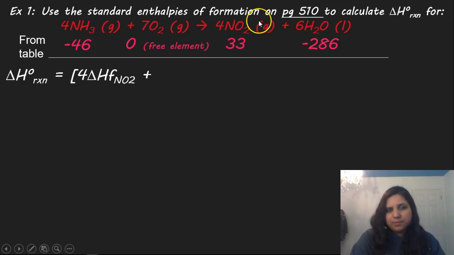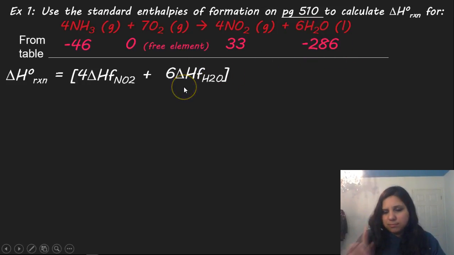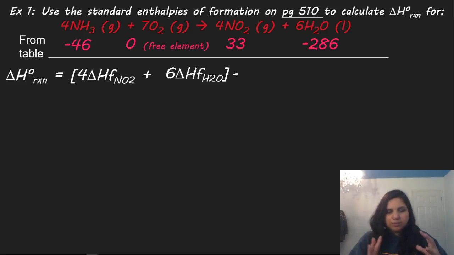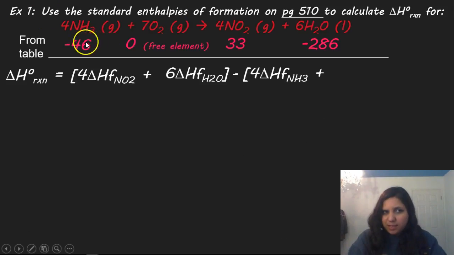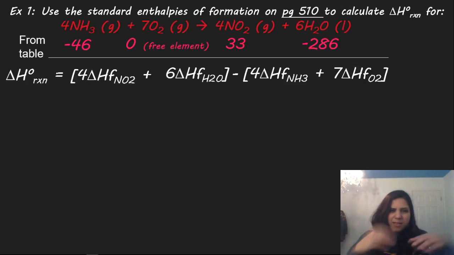So 4 times this one, plus, we have a coefficient of 6 here, 6 times the enthalpy of formation of H2O, minus, so there's all the products. We're going to add them together. That's why I'm putting them in brackets. You want to do that first. Okay, minus 4 times the enthalpy of formation of this reactant, plus 7 times the enthalpy of formation of that reactant. Okay, so we're going to do this in steps. And this is kind of like our general equation, products minus reactants, and I'm just stating what I'm going to be multiplying.